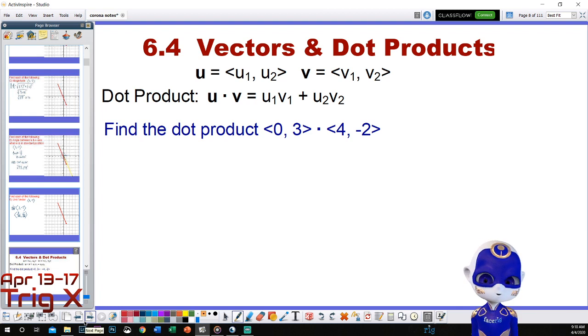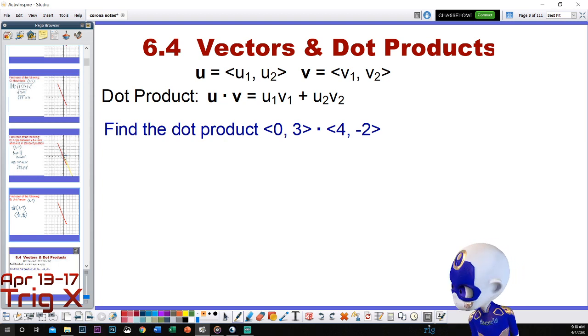Now on to new stuff. Today we're doing vectors and dot products. Dot products are fairly simple, and I think you're going to like these. So we're going to find the dot product of 0, 3 and 4, negative 2. These are two vectors. When you take the dot product of two vectors, it's going to give you a scalar. In other words, it's just going to give you one number, and that's it.